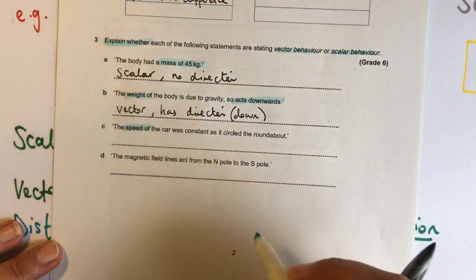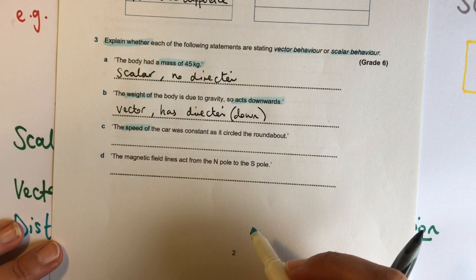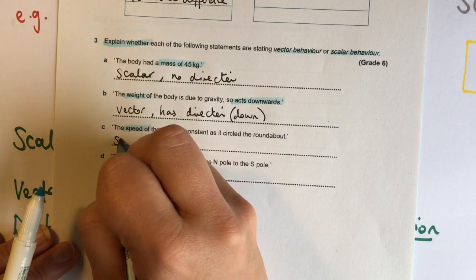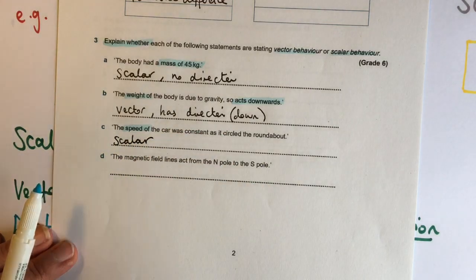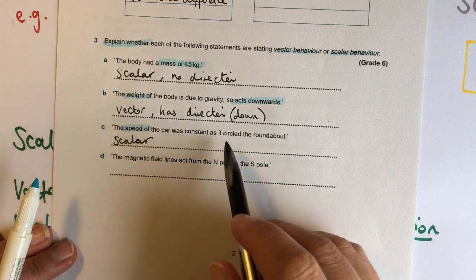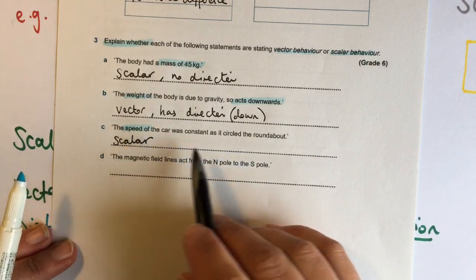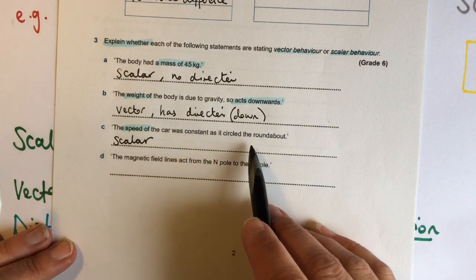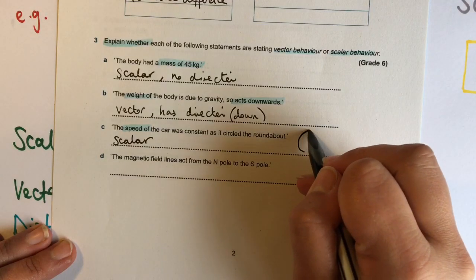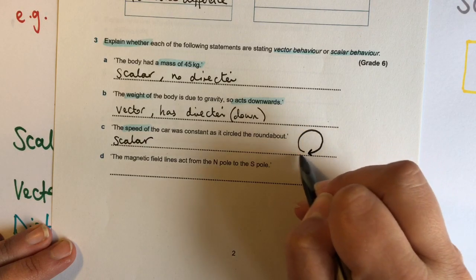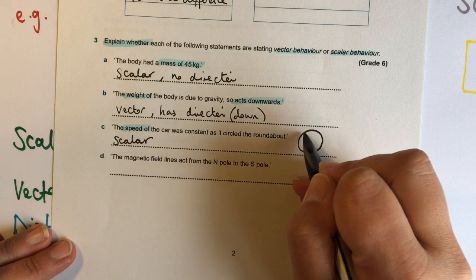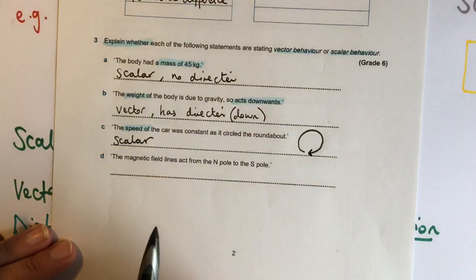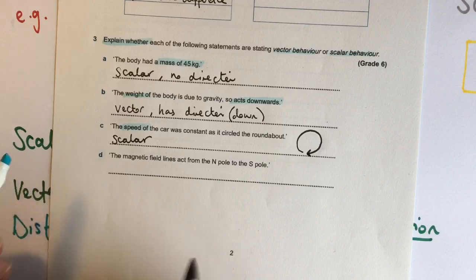The speed of the car was constant as it circled the roundabout. So the speed is a scalar, because for speed, the direction doesn't matter. It's worth noting here that if something is travelling in a circle and its speed is constant, its velocity is changing, because if you're travelling in a circle, your direction is always changing. So the velocity is changing, even if the speed stays the same. And that just shows us the difference between speed and velocity.